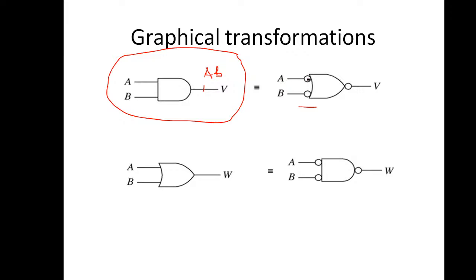When a bubble is there before the input, the input will be A bar, because the A line is passing through a bubble, meaning a NOT gate. Similarly, the second input B is passing through another NOT gate, so the second input is B bar, it's not B. And it's a normal OR gate, that's why I have given plus, and then again a bubble is there, so it will be whole bar, right? Is it clear to you?